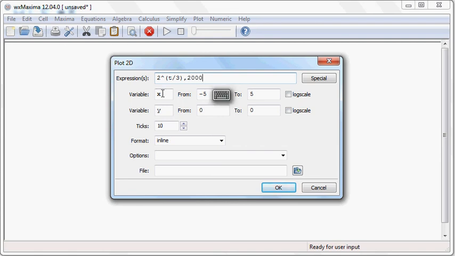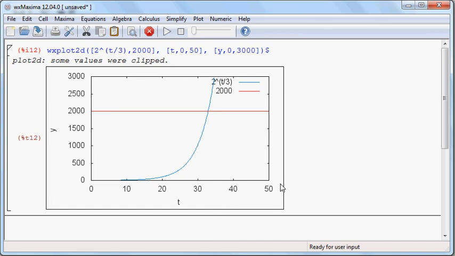Then the variable is t, and I'm going to set t to go from 0 to something big enough, so I'll try 50. Since we want to see 2000, I'm going to make the y max 3000 so that we can see the intersection. Then hit OK. You can see the left hand side, and the red one is the right hand side, so the intersection is right there. It's between 30 and 40.